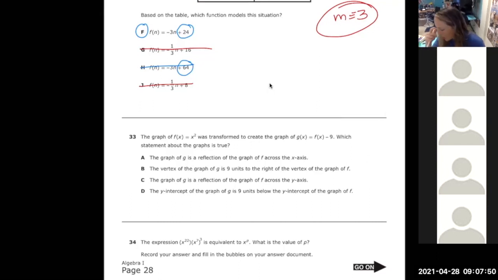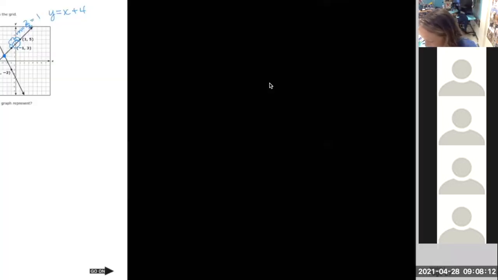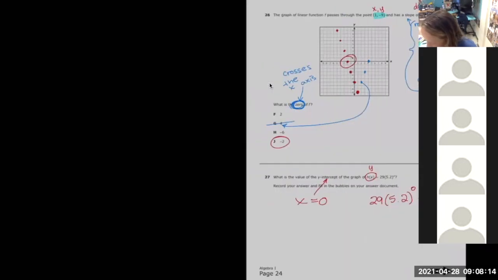Number 33 says the graph of f of x equals x squared was transformed to create the graph of g of x equals f of x minus 9. Which statement about the graphs is true? So we've done a transformations problem before at the beginning of this test. And we took notes on it. So let's refer back to those. Let's see if I can find them.